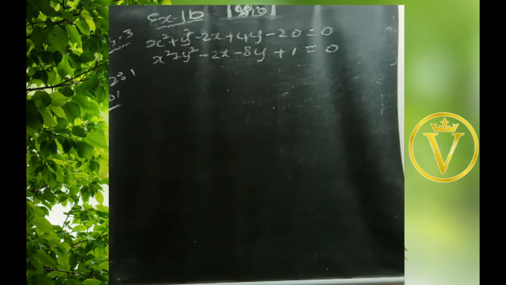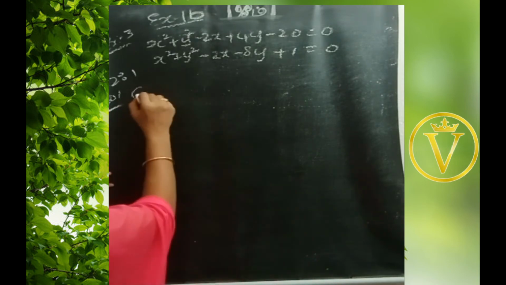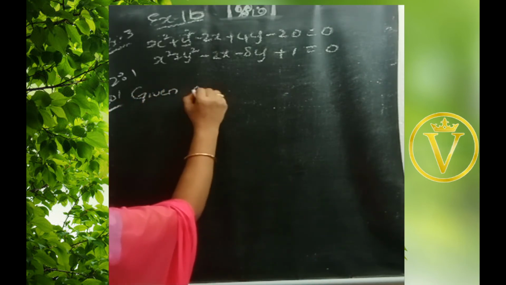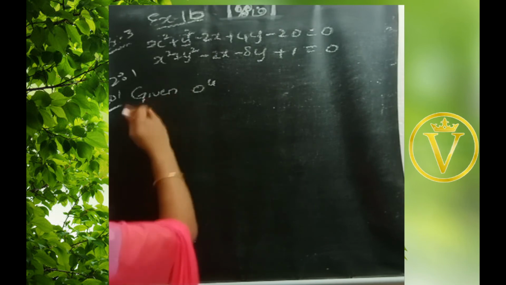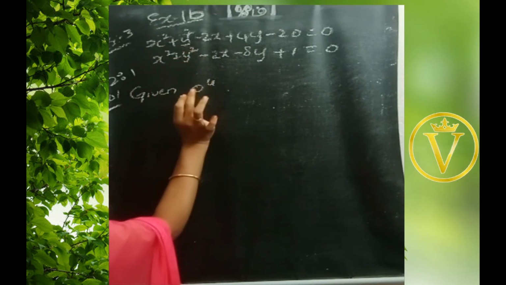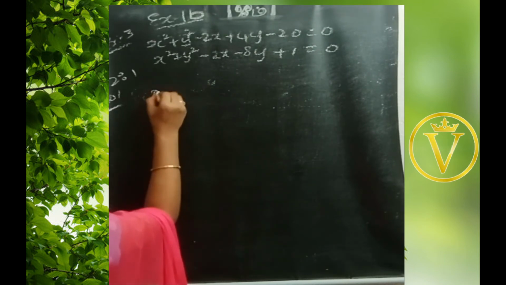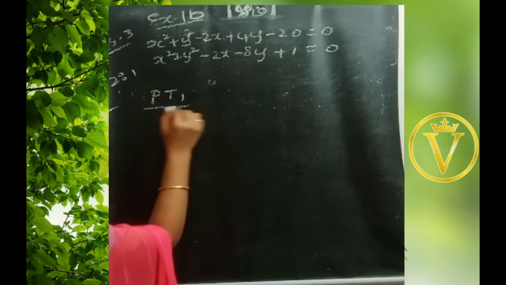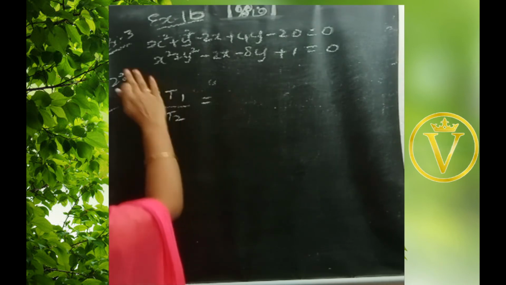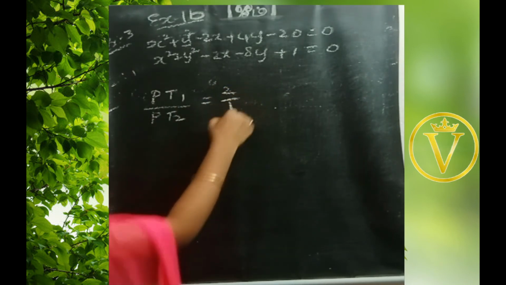So this is one more problem, same as the before problem. This is example 3. They have given two equations, the length of the tangent from point P, and they have given the ratio. First write this. Given these two circles, and our condition is 2:1.